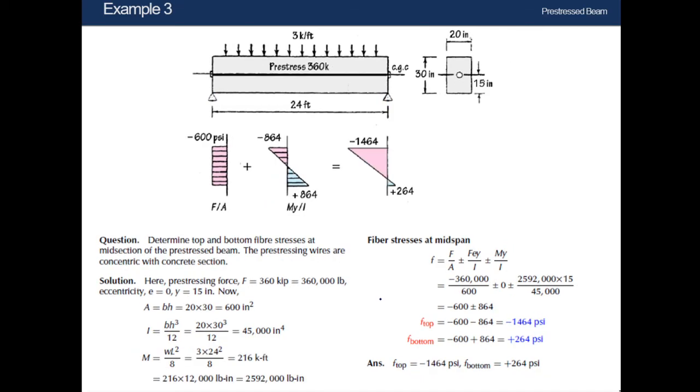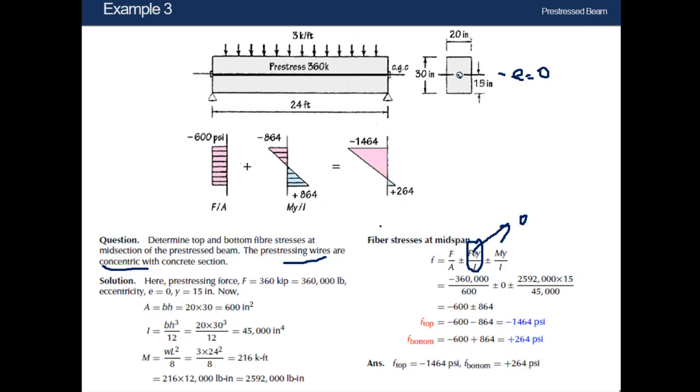And in example 3, exactly the same calculation, but the difference is in this example we are asked to calculate with the pre-stressing wire concentric. That means the pre-stressing wire passes through the center line. That means here the value of E is simply 0, as there is no eccentricity. That means it is concentric. So as the value of E will be 0, this term will be 0 and others will remain the same.